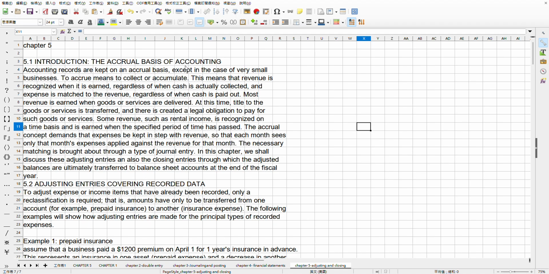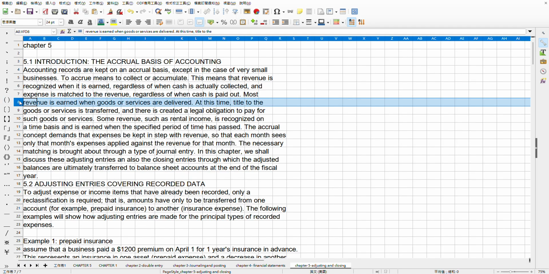The accrual basis of accounting. Accounting records are kept on an accrual basis, except in the case of very small businesses. To accrue means to collect or accumulate. This means that revenue is recognized when it is earned, regardless of when cash is actually collected, and expense is matched to the revenues, regardless of when cash is paid out.